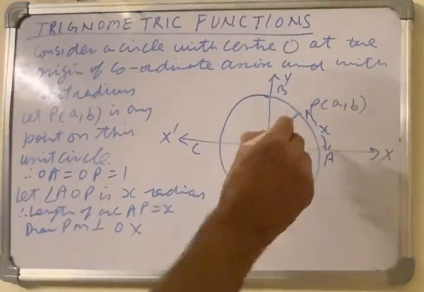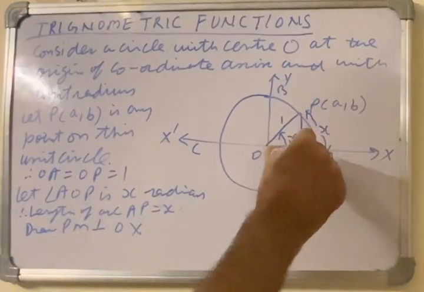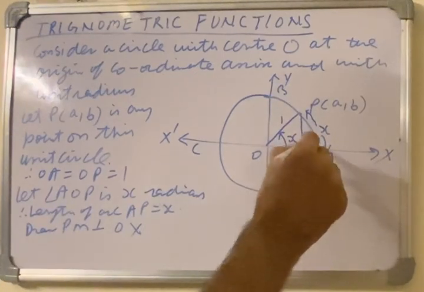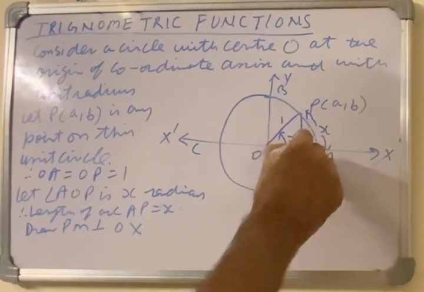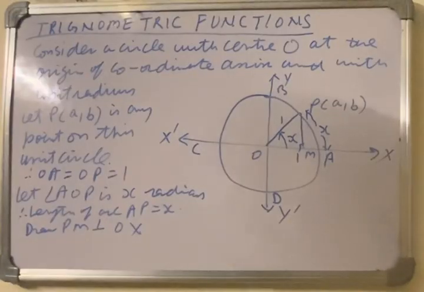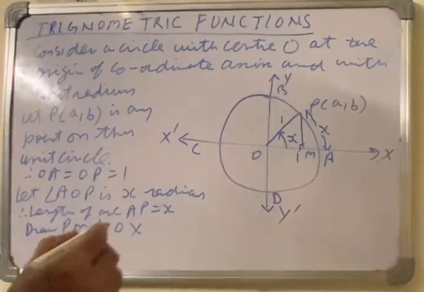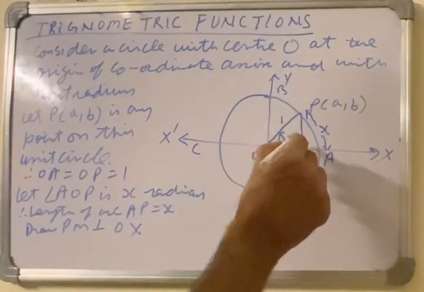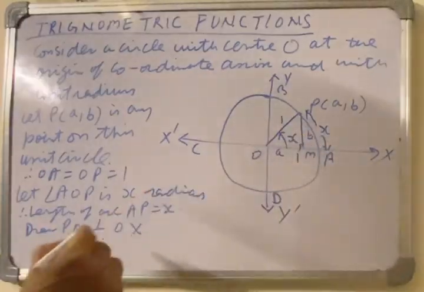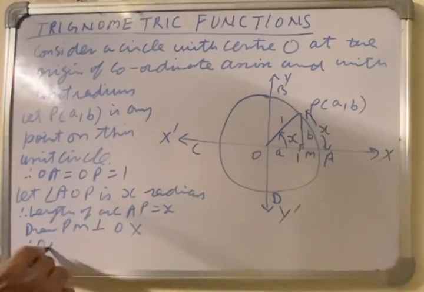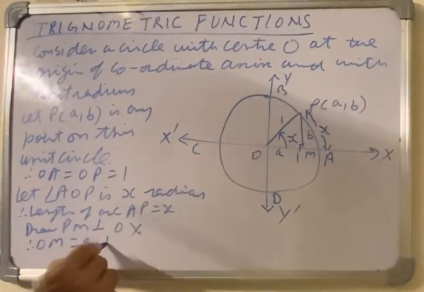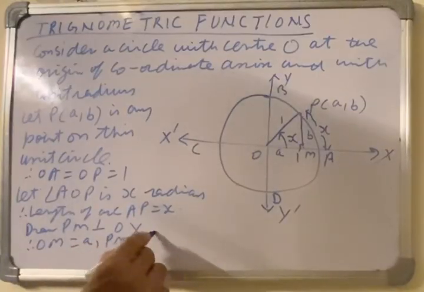PM perpendicular to OX. So therefore, OM is a and PM is b.